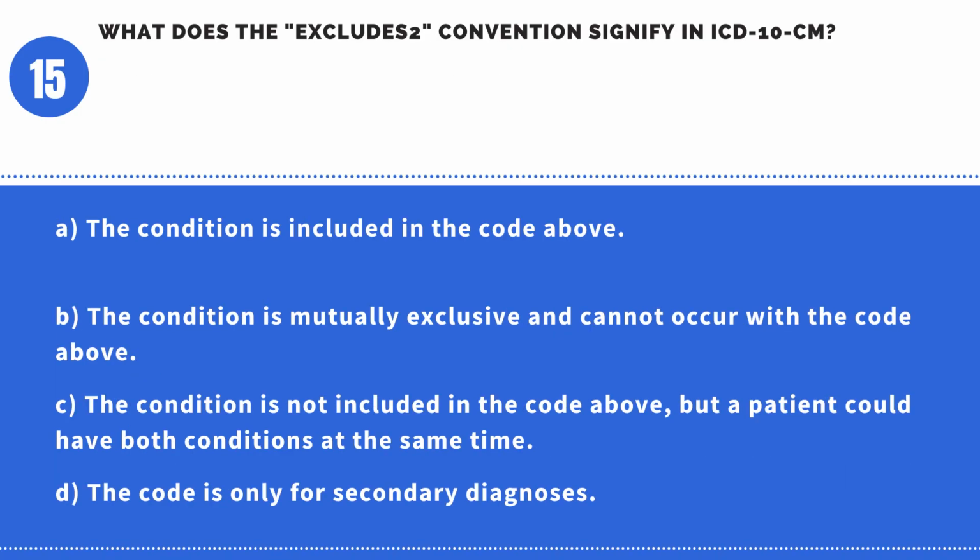Question 15. What does the Excludes2 convention signify in ICD-10-CM? A. The condition is included in the code above. B. The condition is mutually exclusive and cannot occur with the code above. C. The condition is not included in the code above, but a patient could have both conditions at the same time. D. The code is only for secondary diagnoses.